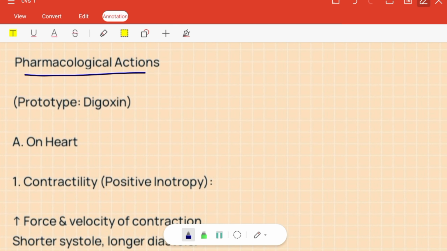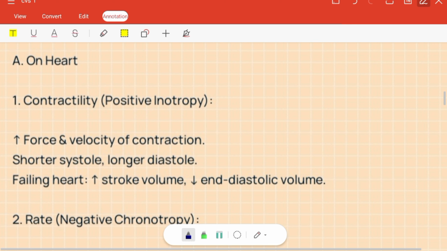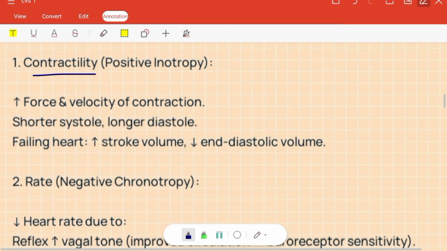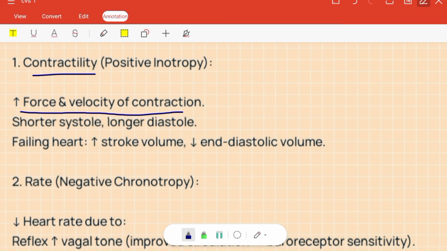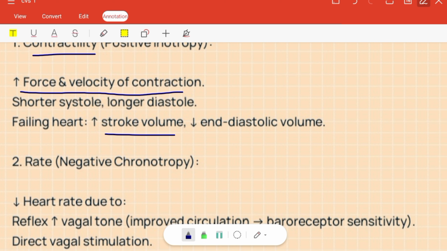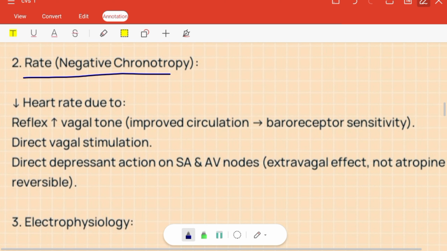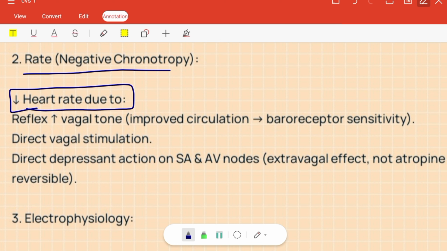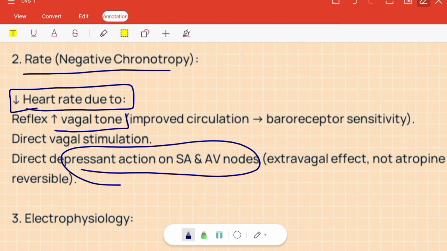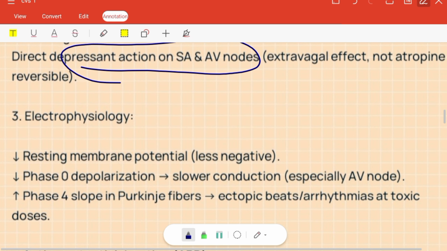Now let's see the pharmacological action of digoxin. On the heart, it has three actions. First is contractility. We already saw it increases the force of contraction. In a failing heart, it increases the stroke volume and decreases the diastolic volume. Next is heart rate. Digoxin causes a decrease in heart rate. If you ask why, it is due to increase in vagal tone. When there is increase in vagal tone, there is depressant action on the SA node and the AV node, so there is bradycardia.